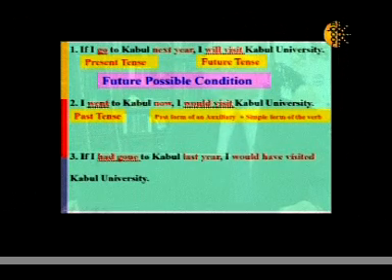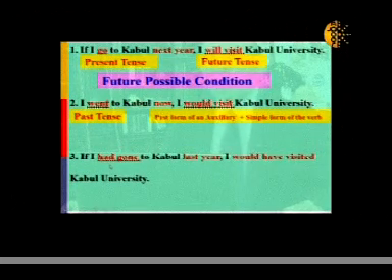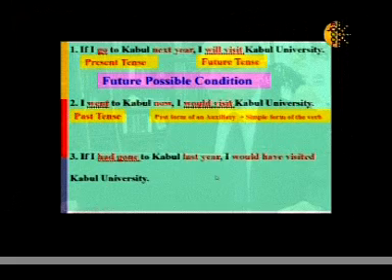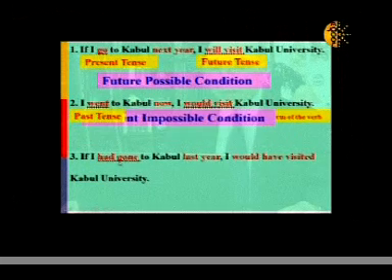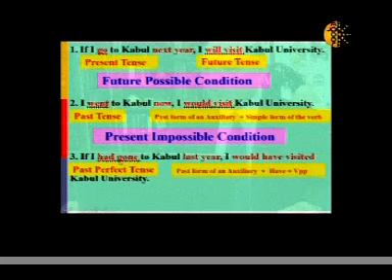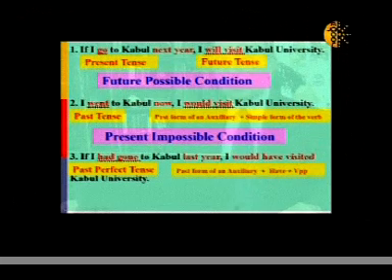Number 3, if I had gone to Kabul last year, I would have visited Kabul University. If I had gone means I did not go. If I had gone, I would have visited Kabul University. This means you use past perfect for this, and then the past form of the auxiliary plus have plus verb PP here. I would have visited. That's exactly how it should be.